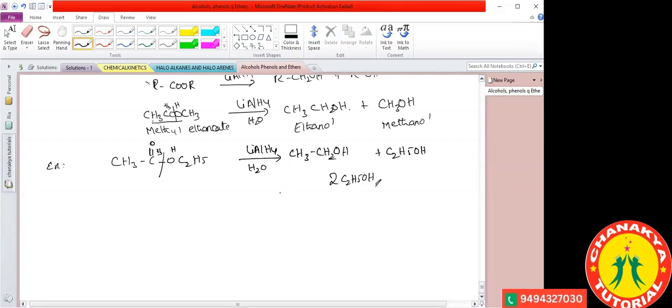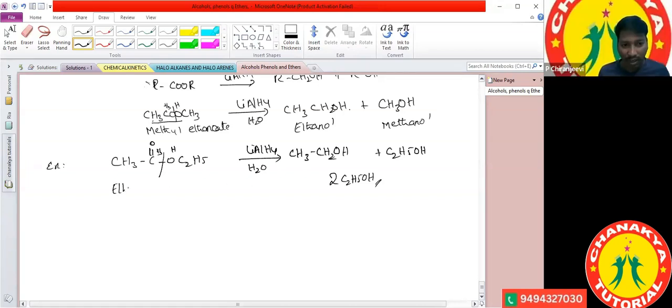If the ethyl ethanoate, what is the name of this one? Ethyl ethanoate. If ethyl ethanoate undergoes a reduction reaction with lithium aluminum hydride, it forms ethyl alcohol as a product. Now we have the clarity.